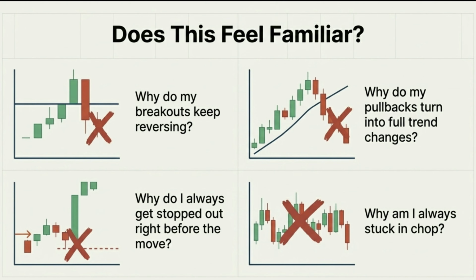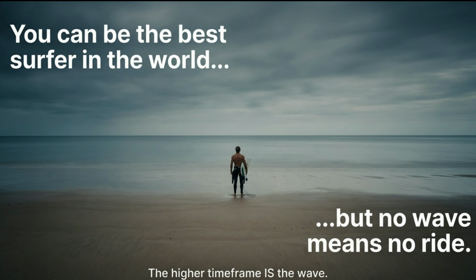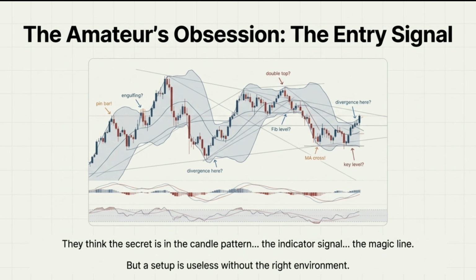And here it is. This is the big secret. What if I told you the problem isn't your strategy? That bullish flag, that head and shoulders, that indicator crossover, it's probably fine. The real issue, the one that separates the pros from the rest, is that every single setup only works in a very specific market environment. You're basically using the right tool, but at the totally wrong time. And get this, one single mistake, trading a good pattern in the wrong context, is the real reason a staggering 90% of traders lose money. It's that simple and that profound.